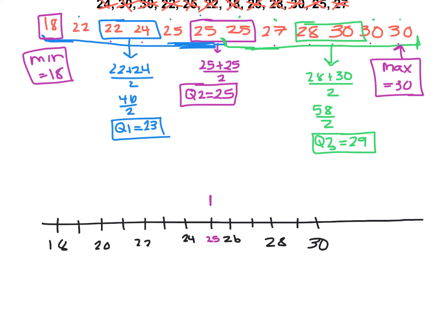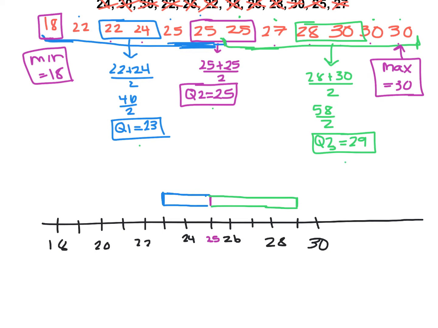Now, the lower part of my box and whisker plot goes down to my Q1, which is at 23. So this is the lower box down here. So I'm going to connect those two, and that is the lower half of my box. I then have the upper half of my box up here at 29. So I'm going to connect those two as well. And just by using Q1, Q2, and Q3, I'm able to create that box.